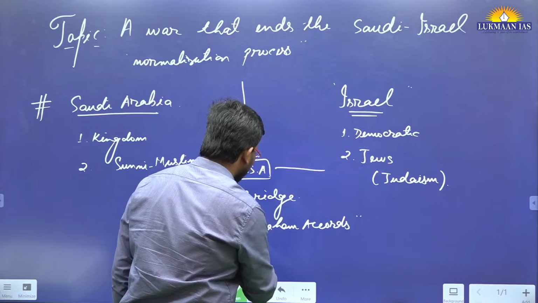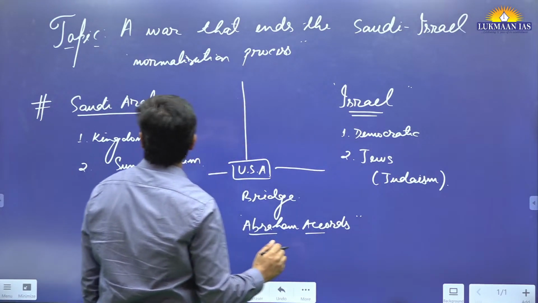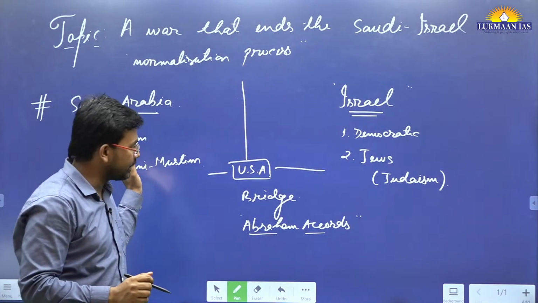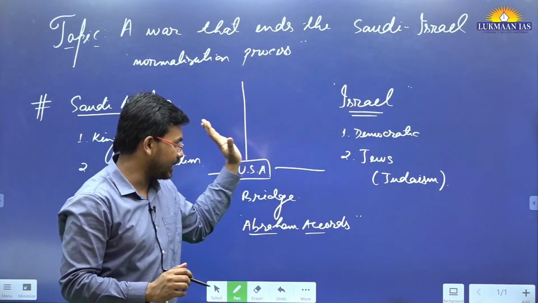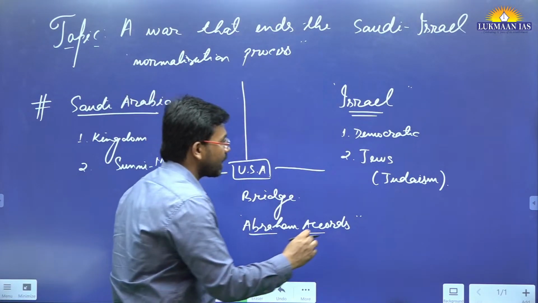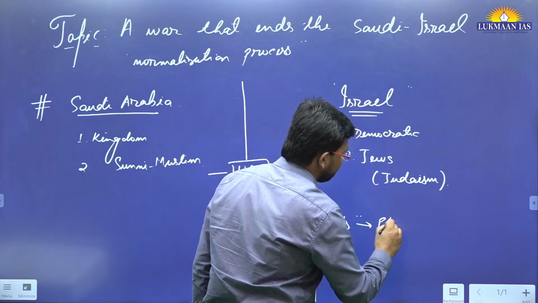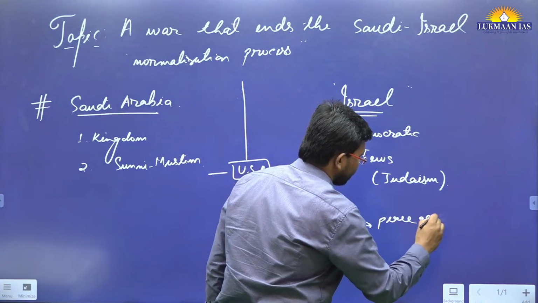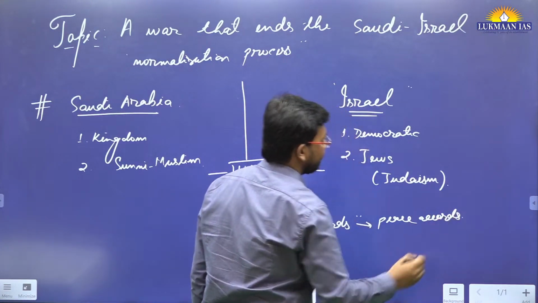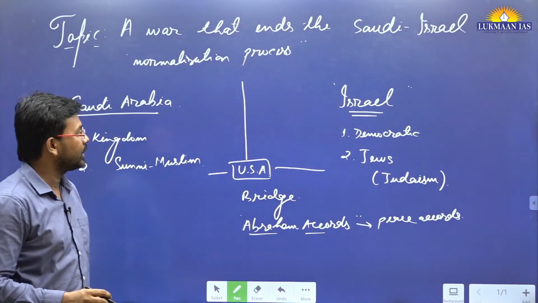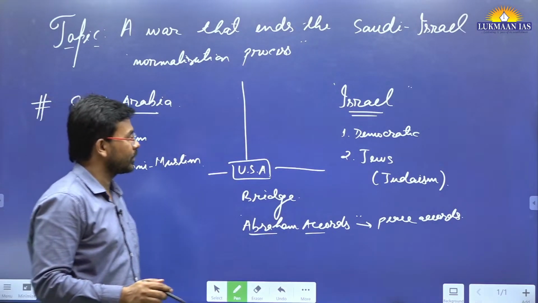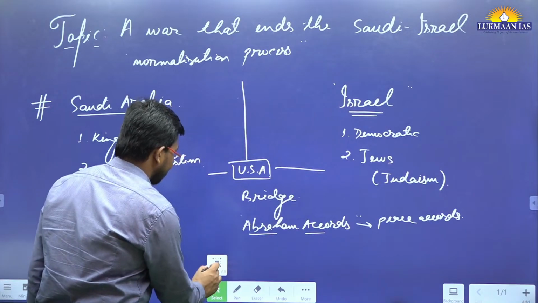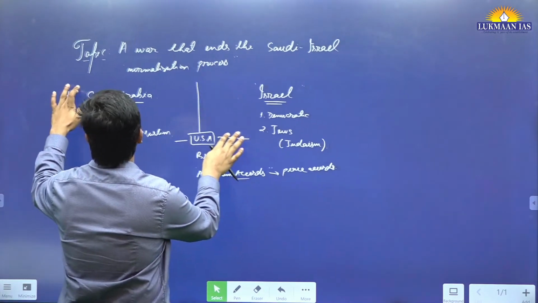So the Abraham Accords have been signed by Saudi Arabia to, let's say, bring some kind of peace with Israel. So these accords are known as peace accords. These peace accords have been signed. But now what has happened when we talk about Israel? Okay, so let's discuss this.